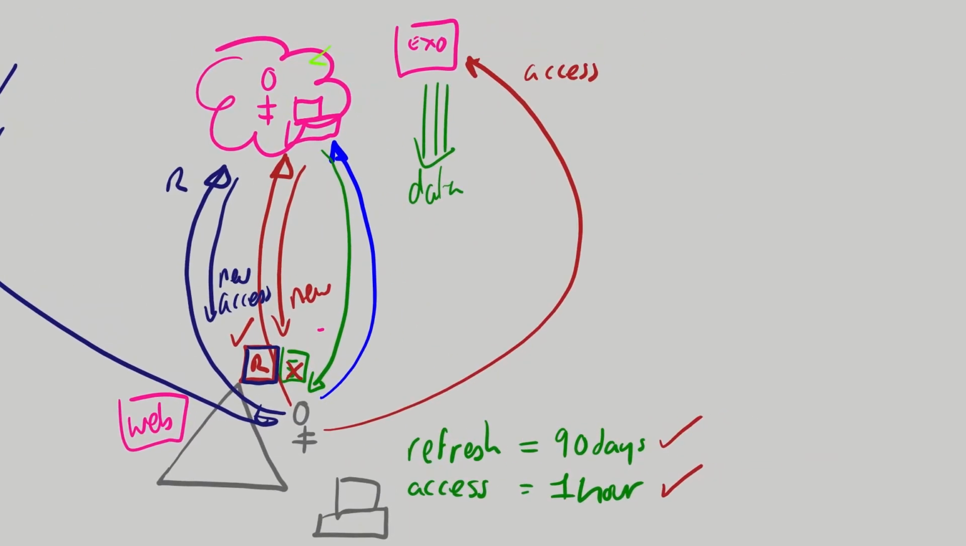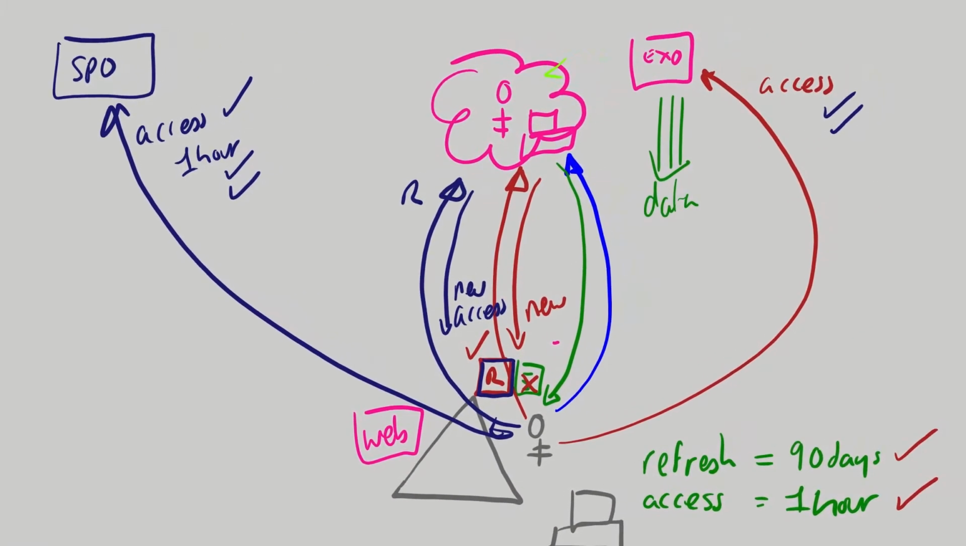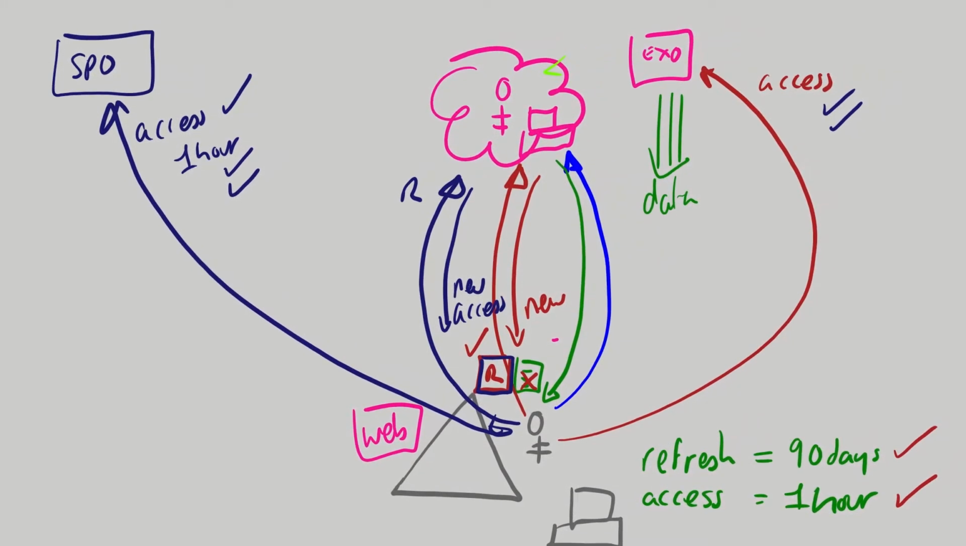Over in Exchange Online, I'm happily having access to my data. Over in SharePoint, I'm happily having access to my data. When the hour token expires for both of these, I'll go and get another access token. So I'm hitting Azure Active Directory for every application about every hour once I've successfully logged in.